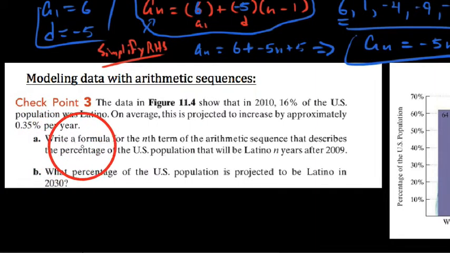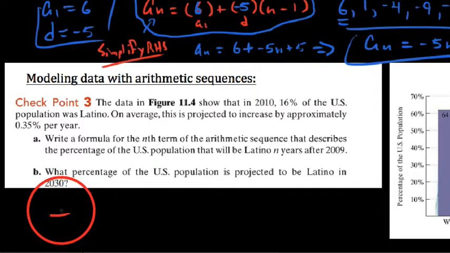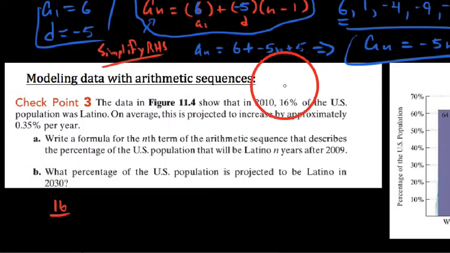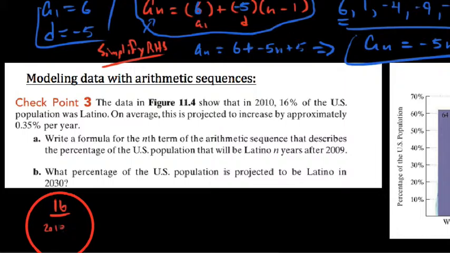And so what we want to do here is basically write a formula for the nth term of the arithmetic sequence that describes the percentage of U.S. population that will be Latino n years after 2009. And so what we're going to start here is with this. We're going to basically say that in the very first year, which is 2010, they have 16%. And what I'm going to really write is that this is our first term.